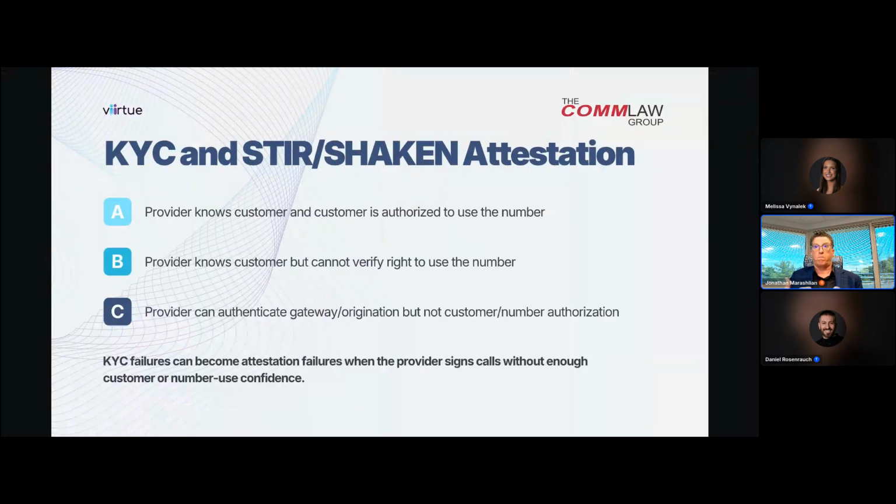Do we know the customer? Do we know the number? Do we know the customer is authorized to use that number? Do we have records that show why we made that decision? This is where operations, engineering, compliance, and legal all need to talk to each other. Because if the KYC team collects information, but the signing logic never sees it, you may have a gap. If the technical system signs calls one way, but your customer file supports something else, you also may have a gap. And if nobody owns those gaps, enforcement might find them for you. And that's obviously not the ideal discovery process. Next slide.